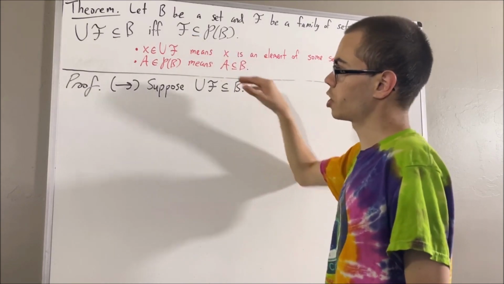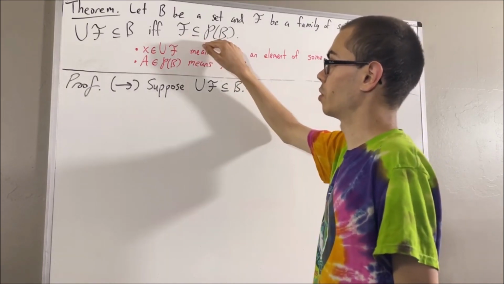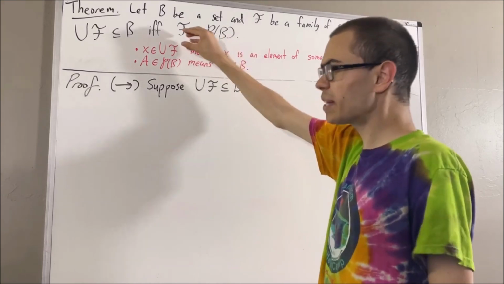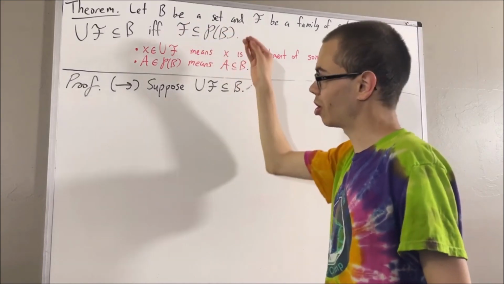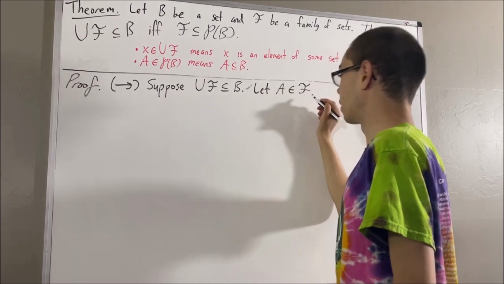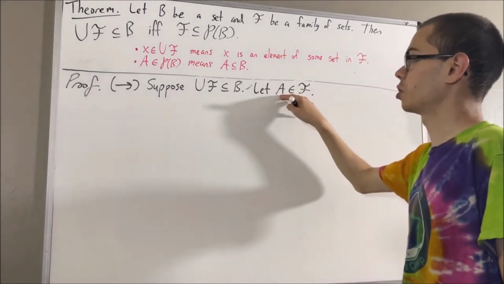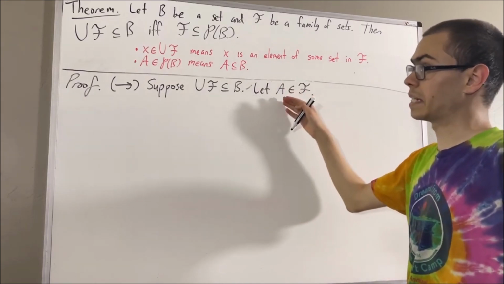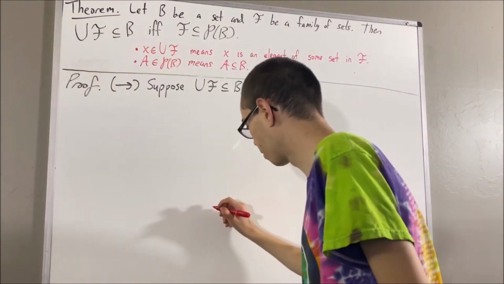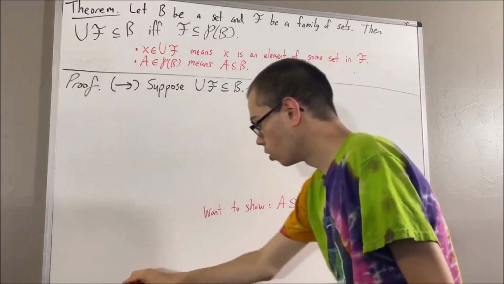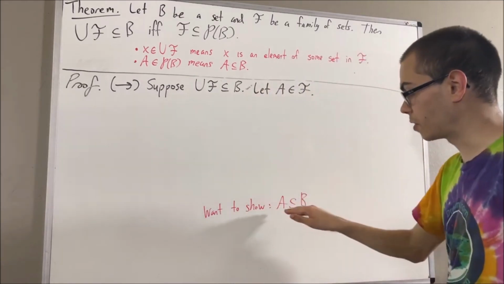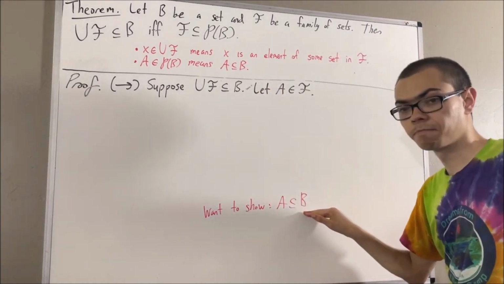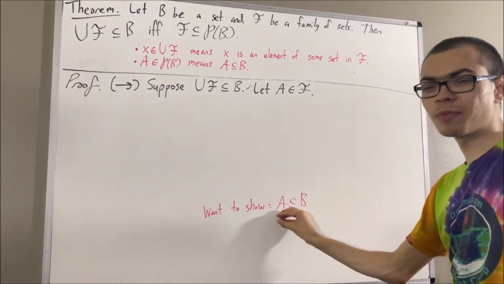And really, we're trying to show that everything in F is also in the power set of B. So give me an arbitrary element of F. I'll call it A. And now we want to show that A is also an element of the power set of B. In other words, we want to show that A is a subset of B. Which means we want to show that everything in A is also in B. So give me an arbitrary element of A.